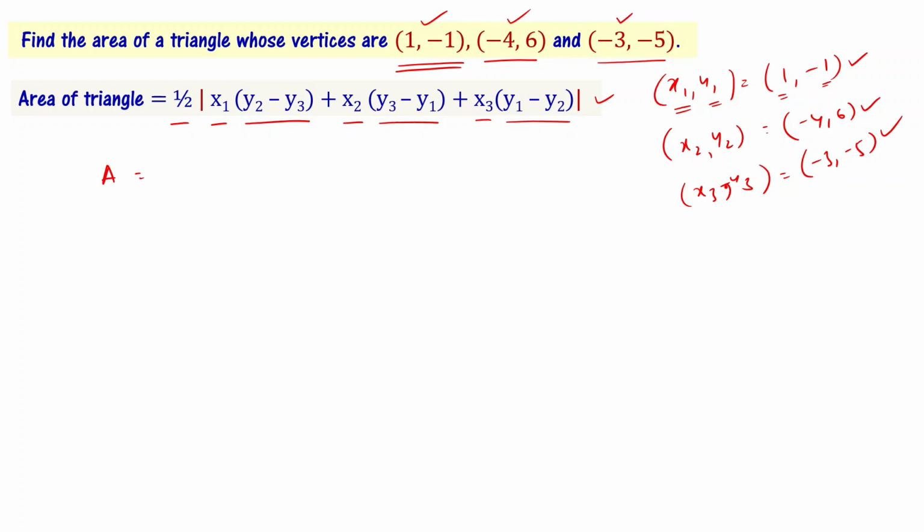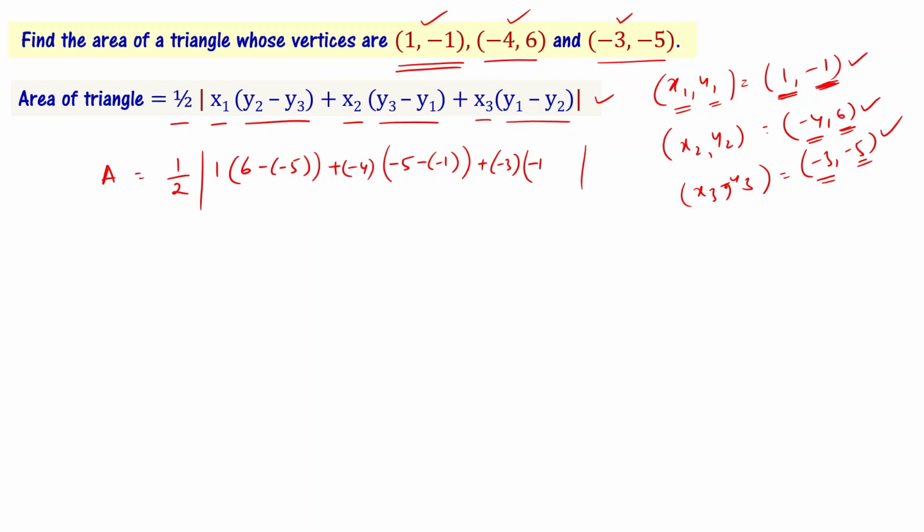So area of the triangle is defined as half times modulus of x1, that is 1 times y2 minus y3, that is 6 minus 5, right, plus x2, that is minus 4 times y3, that is minus 5 minus y1, right, then plus x3, that is minus 3, right, into y1, that is minus 1 minus y2, that is minus 6. Right? Now let's simplify this.